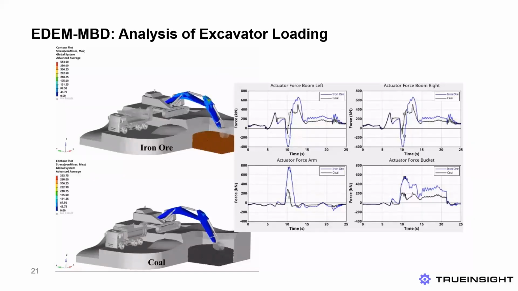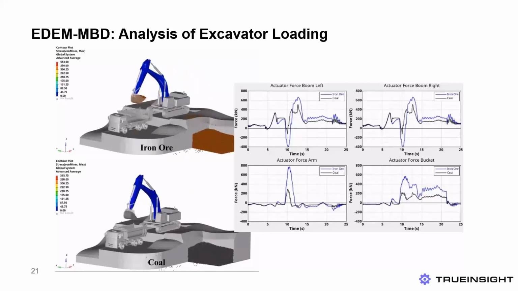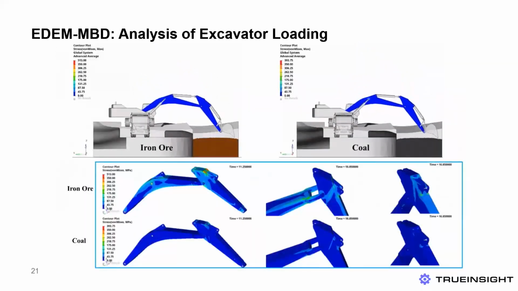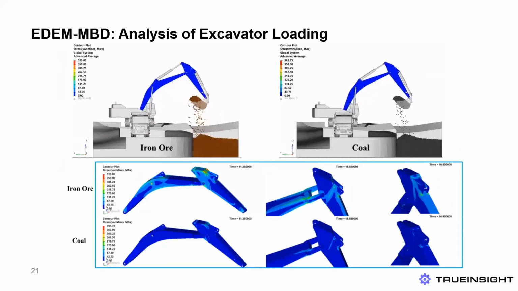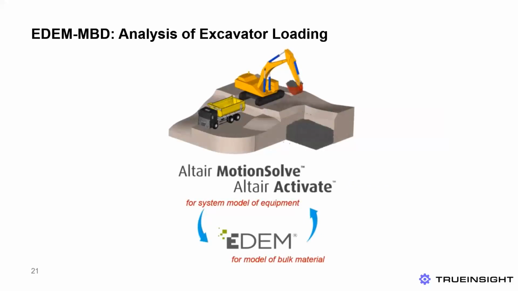In terms of the model setup, there are several key components within the system. The first is the section that makes up the boom arm. These are represented in the simulation as flex body parts within Motion Solve, which allow for the calculation of stress in the boom throughout its movement. Next, there's the bulk material, which is being modeled in EDEM. And finally, the hydraulic actuators are represented using Altair's Activate. By linking the softwares together, we get a holistic model that captures all of the components of the excavator.